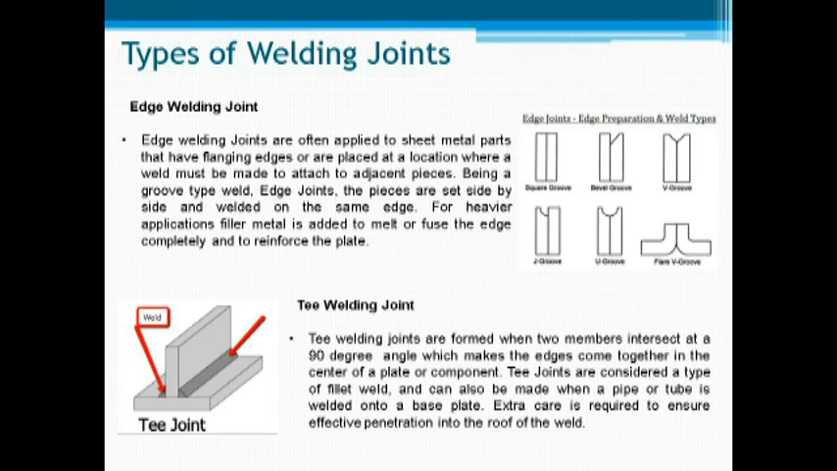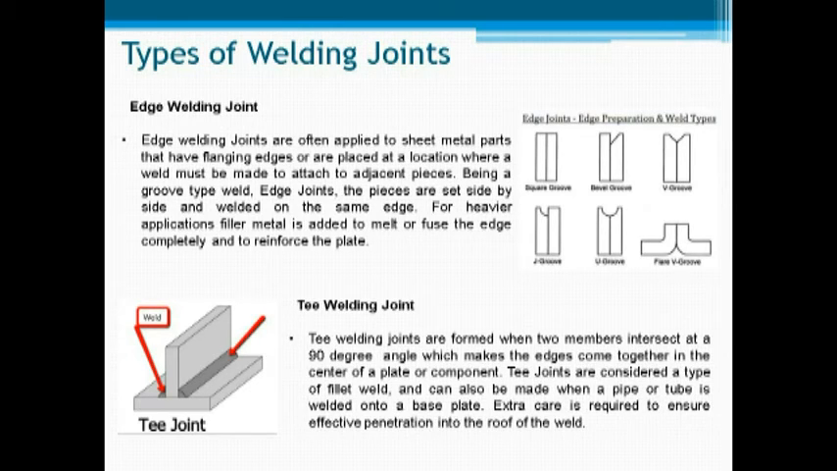Edge welding joint. Edge welding joints are often applied to sheet metal parts that have flanged edges or are placed at a location where a weld must be made to attach two adjacent pieces. Being a groove type weld, in edge joints the pieces are set side by side and welded on the same edge. For heavier applications, filler metal is added to melt or fuse the edge completely and to reinforce the plate.